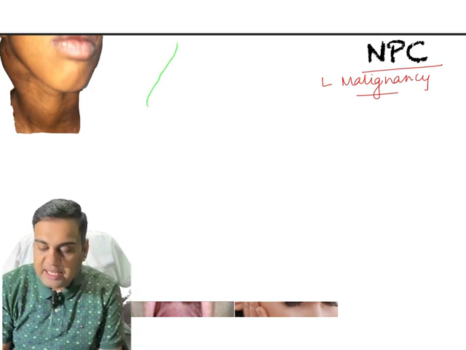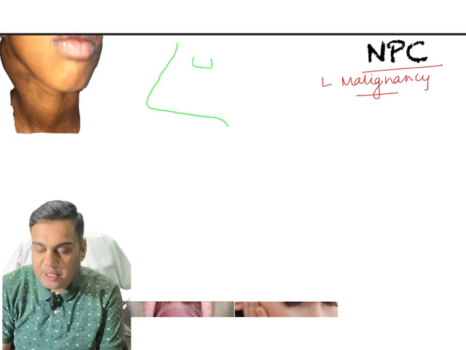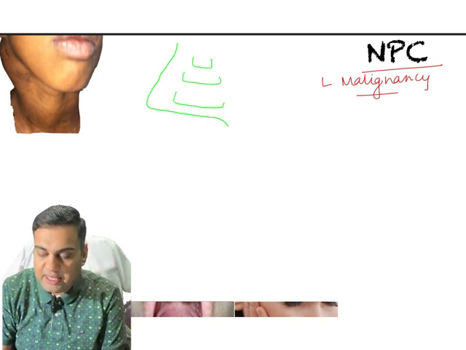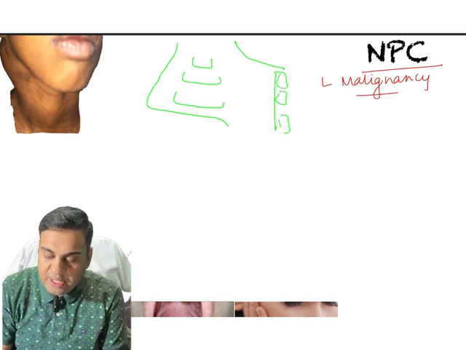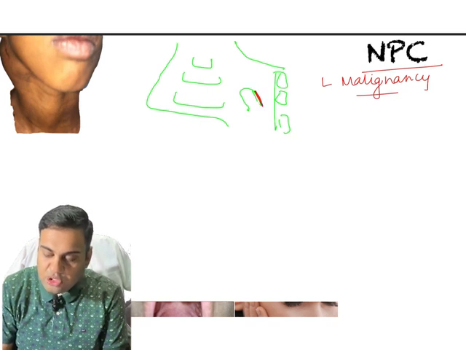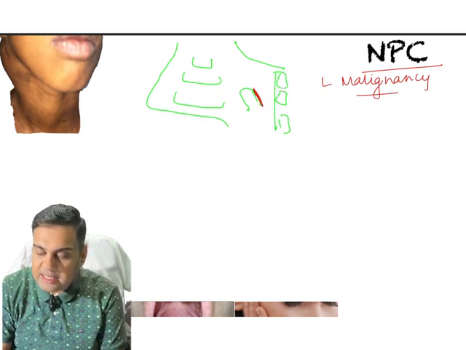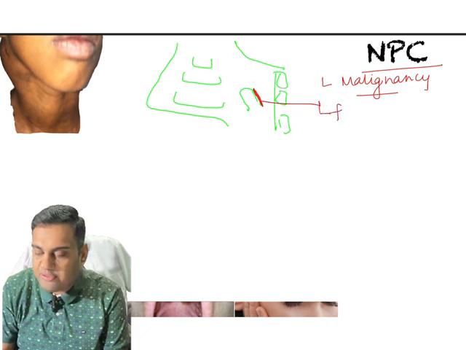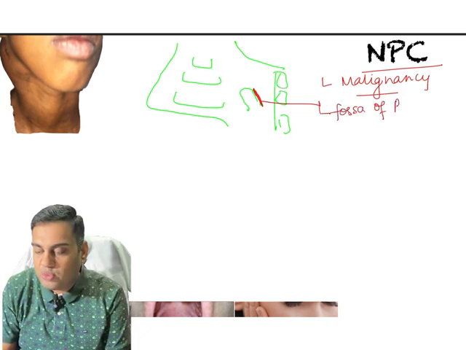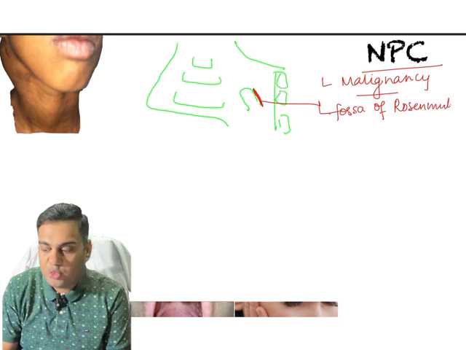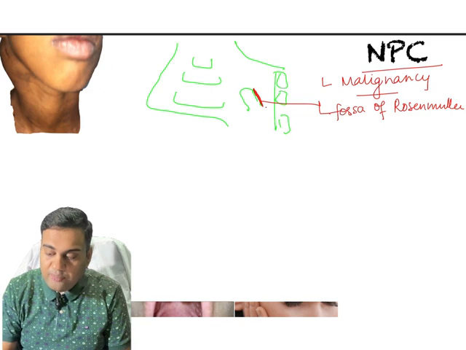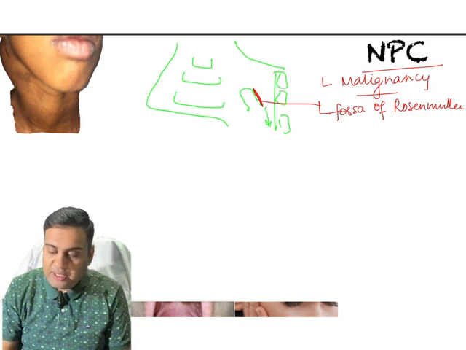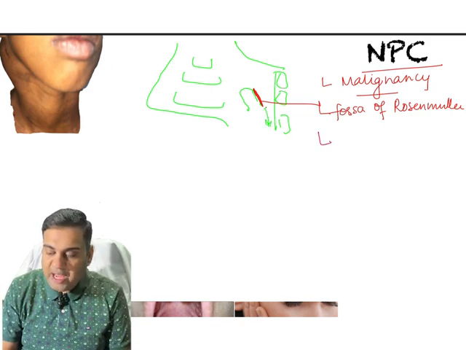nasopharynx. As the name suggests, this is the superior turbinate, middle turbinate, inferior turbinate. This is the skull base, this is the vertebra, right? This is the eustachian tube opening. Behind the eustachian tube opening, we have got the fossa of Rosenmuller, right? And this is the site for this tumor. So it is arising from fossa of Rosenmuller, right? And where is it growing? It is growing into the nasopharynx, right?